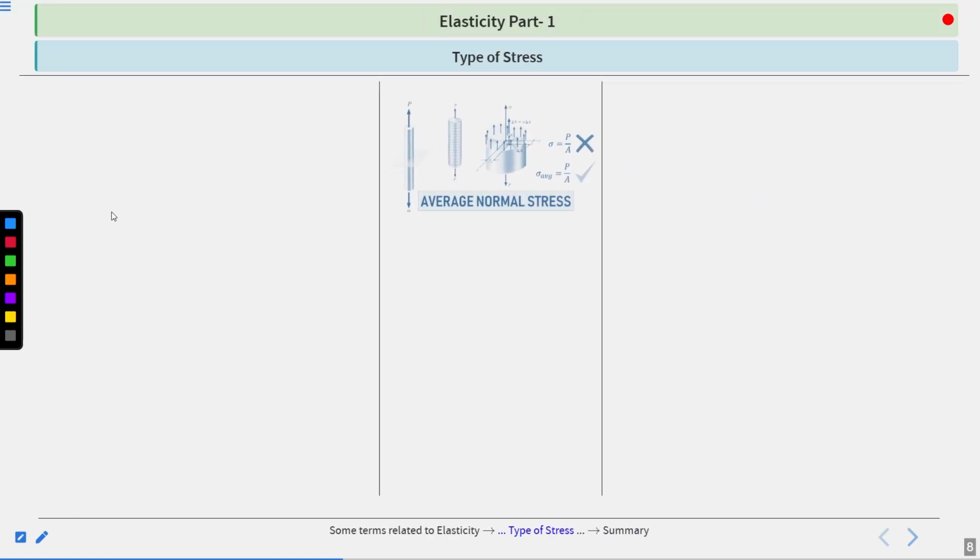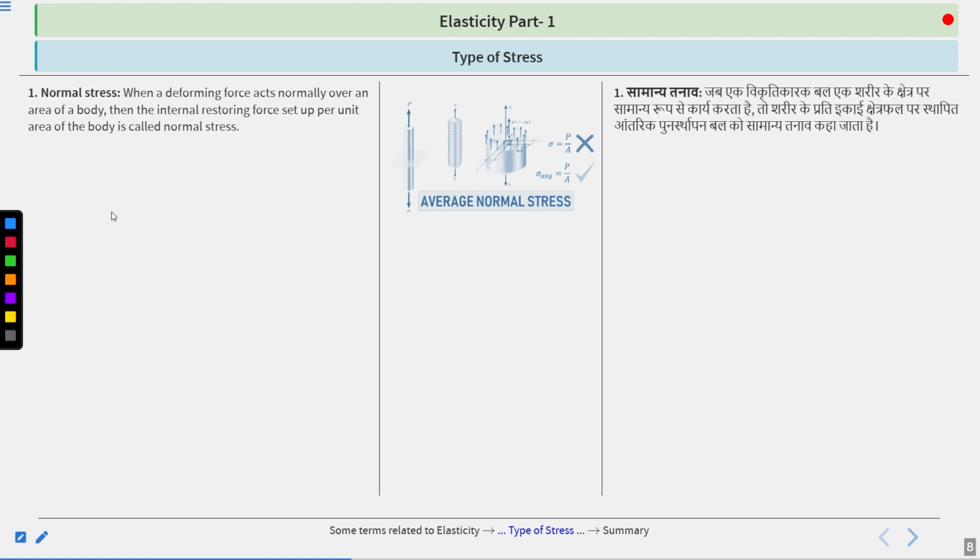Now, let's have a discussion over the types of stress, how many types of stress we have. First, that we call a normal stress. So when a deforming force acts normally over an area of a body, then the internal restoring force set up per unit area of the body is called the normal stress.